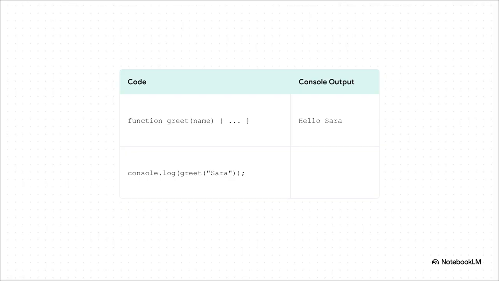All right, let's build one of those little machines. We'll call it greet. Its one specific task is to take a name that we give it and combine it with the word hello. So now that we've built our greet machine, let's put it to work. We'll call it and hand it the name Sarah. We run the code, and what does it do? Exactly what we built it to do. It gives us back hello, Sarah.